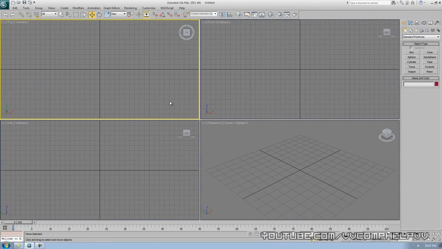3ds Max really doesn't look like Photoshop. It doesn't look like Dreamweaver. It doesn't look like a lot of programs. And for those of you who have experience in those programs, this may be a little overwhelming. I don't know how advanced you are in 3D work, but this series is to get beginners up and running. This series is geared towards getting you familiar with the interface and commands at a steady pace.